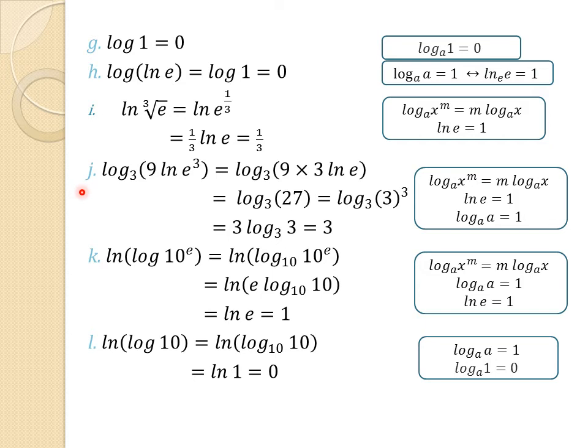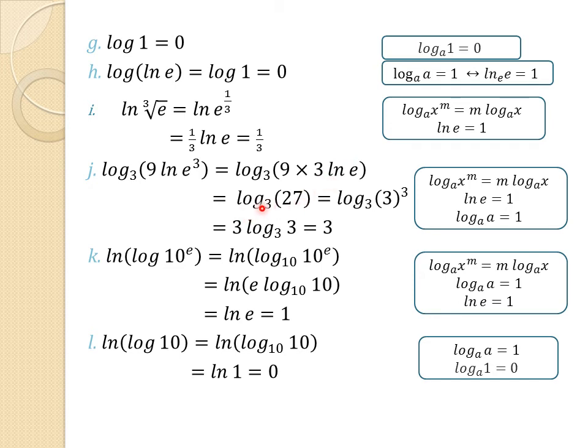In J, we have logarithm. And inside the logarithm, we have 9 ln e cubed. So we must solve the inner value. And as we know, ln e, if we remove the 3, is going to equal 1. So logarithm 3 for 9 multiplied by 3 ln e, thus the power of e will be multiplied by the logarithm using this property. M was a power and now it is multiplied. So 9 times 3 is 27 and ln e equals 1.